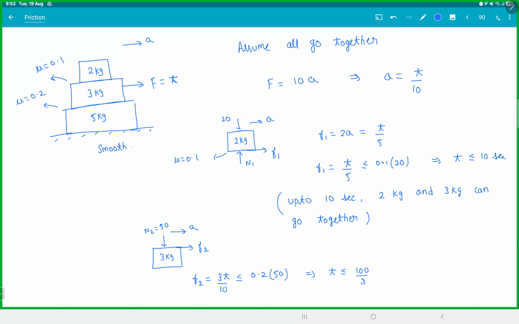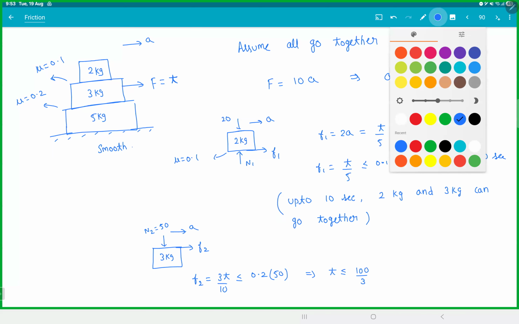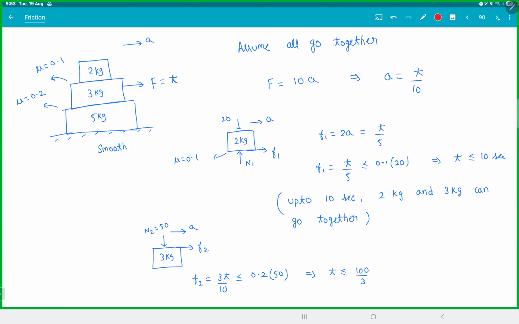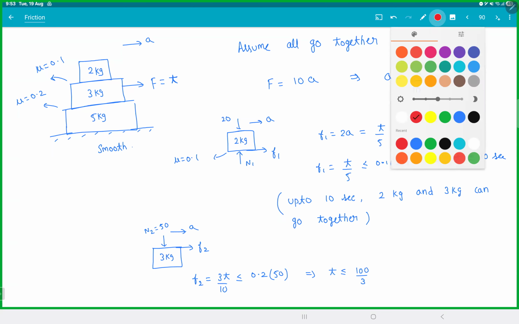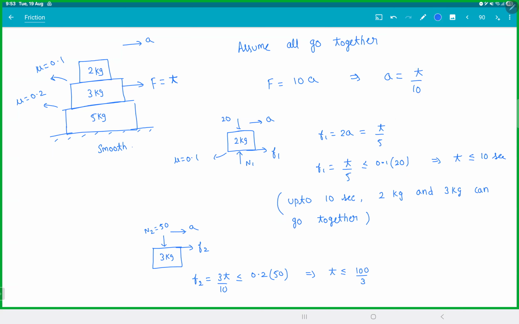So what is this thing saying? This thing is saying up to 100 by 3, that is 33.33 seconds, I can keep them together, but there is a problem. Right? This is saying up to 100 by 3, it can go together. The problem was up to T is equal to 100 by 3, 3 kg and 5 kg go together.